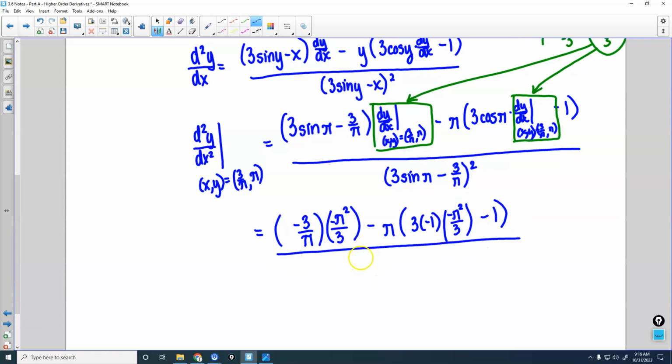Over 3 sine pi is going to be 0. And then I'll have minus 3 over pi squared. Starting to look a little better. A little, maybe. Not quite as terrible as it once was.